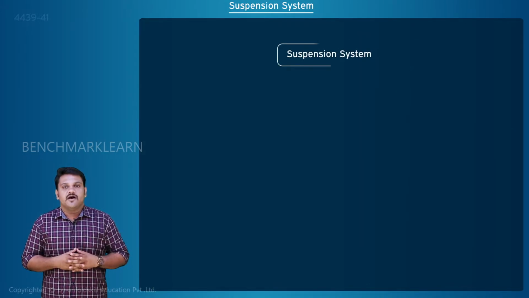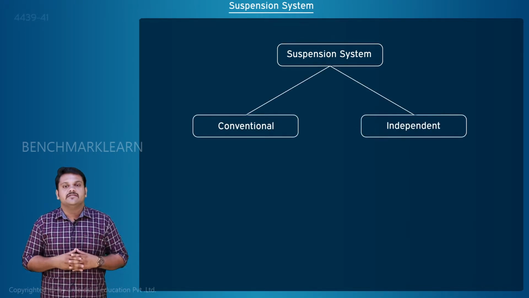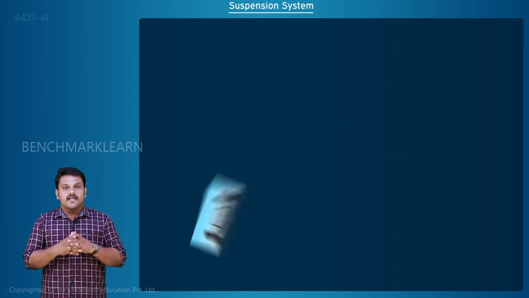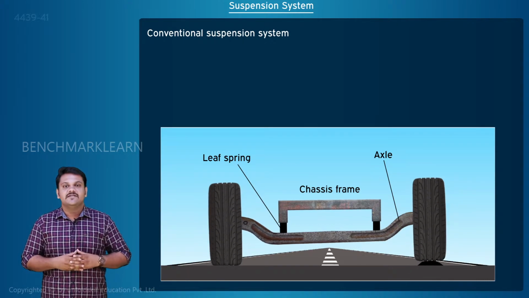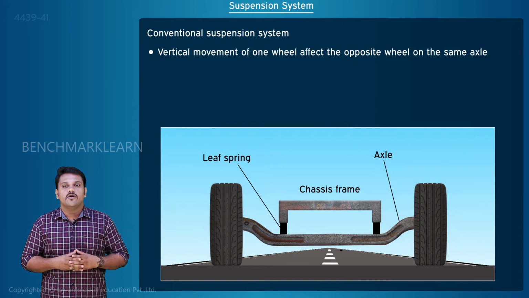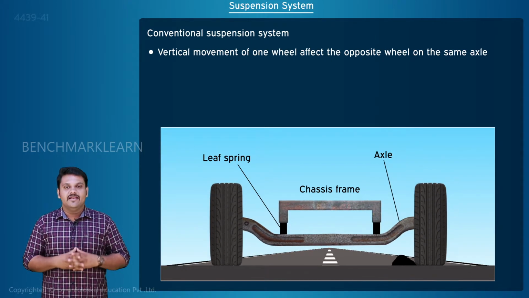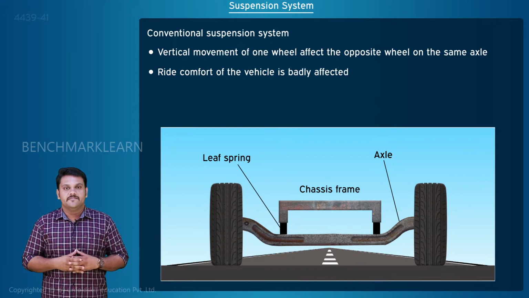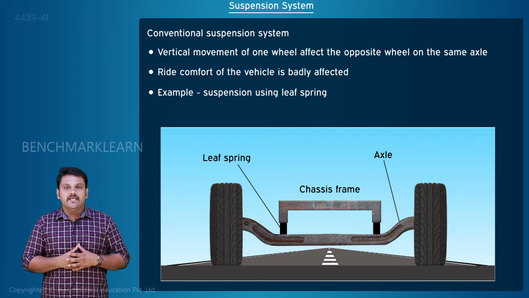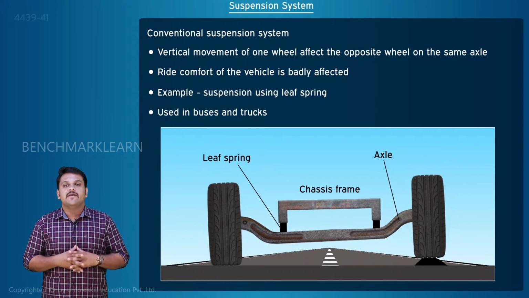The suspension systems are grouped into two types: conventional suspension system and independent suspension system. Conventional suspension. Conventional suspension system is any suspension system where the vertical movement of one wheel affects the opposite wheel on the same axle. When one wheel moves up or down, the other wheel has some movement, so the ride comfort of the vehicle is badly affected. The most common example is leaf spring suspension. It is commonly found in buses and trucks where the load capacity is very high.